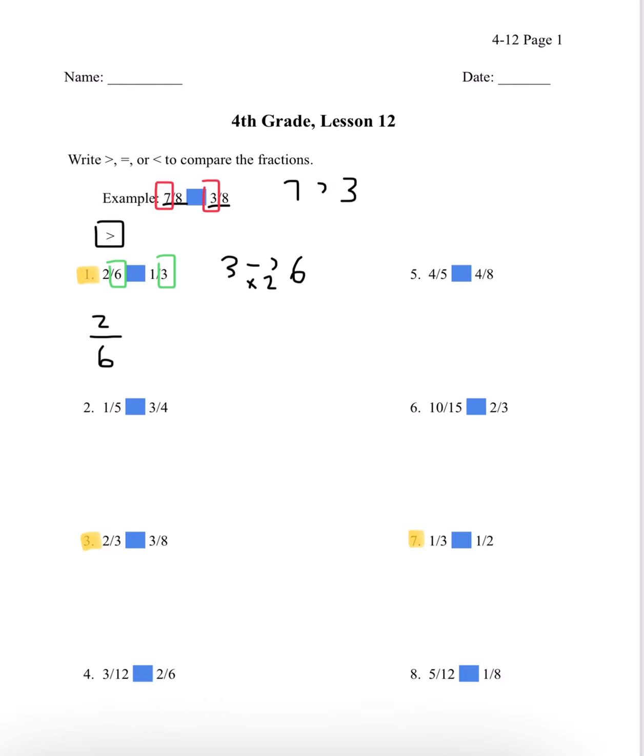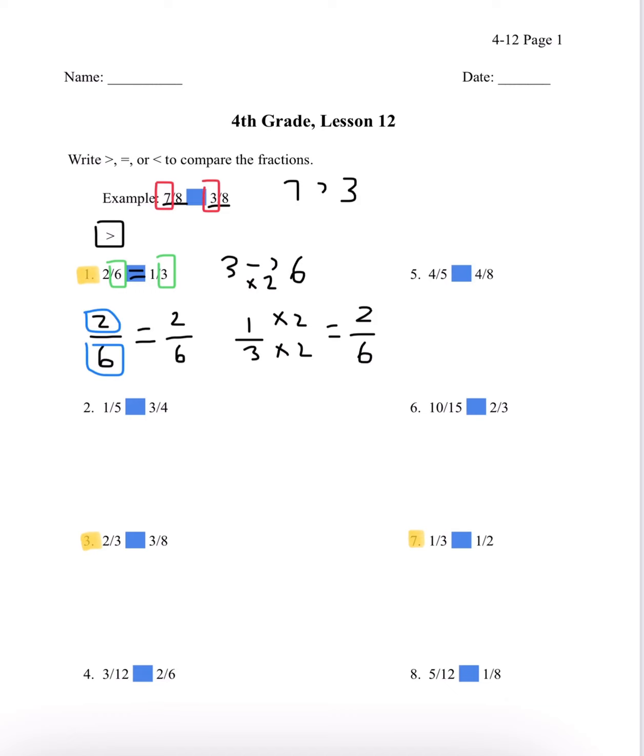So we're going to do the 1 over 3. In order to make it a 6, we have to multiply the top and the bottom by 2. 2 times 1 is 2, and 3 times 2 is 6. So we have 2 over 6. We see that the top and the bottom both equal the same, so our answer is going to be the equal sign.